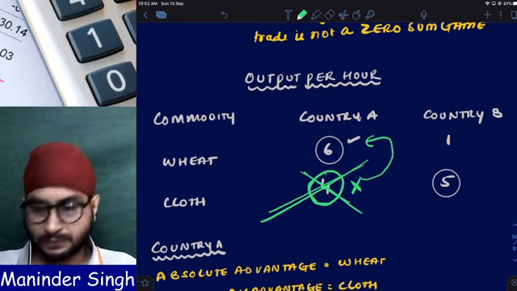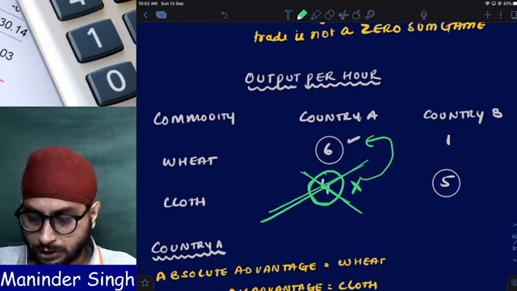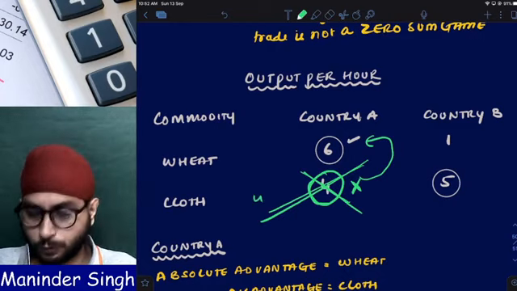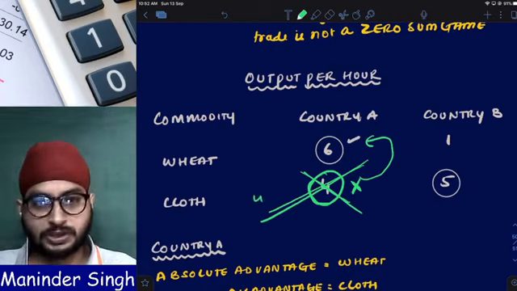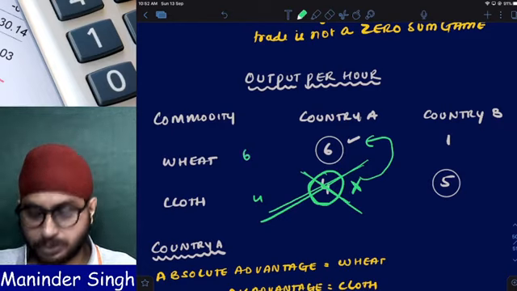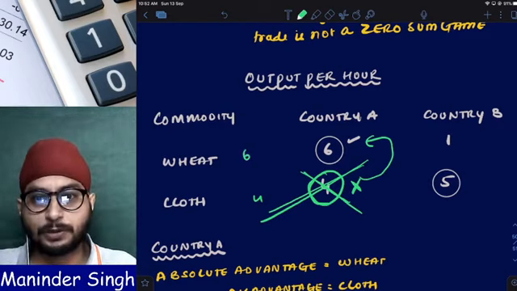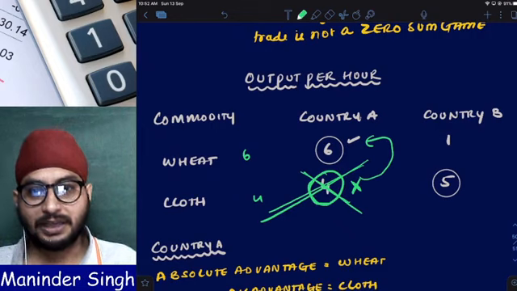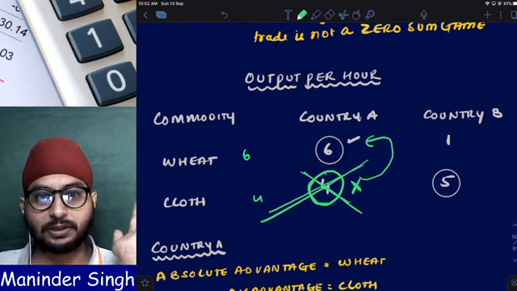Yes. Now tell me, if I produce cloth, how many units am I able to produce? 4. If I stop production of cloth and increase production of wheat, how many units am I able to produce? 6 units. Tell me, do I have a clear advantage in wheat or not?